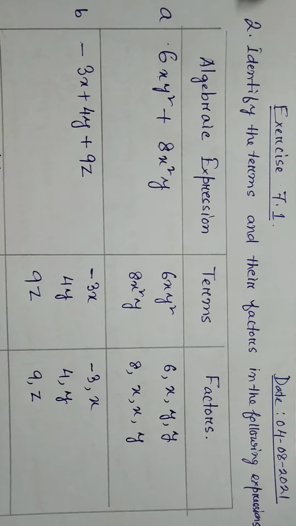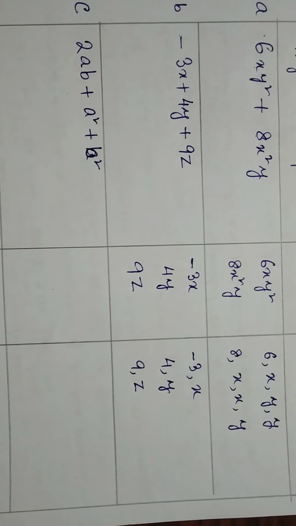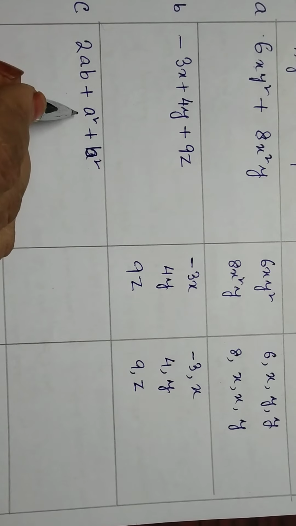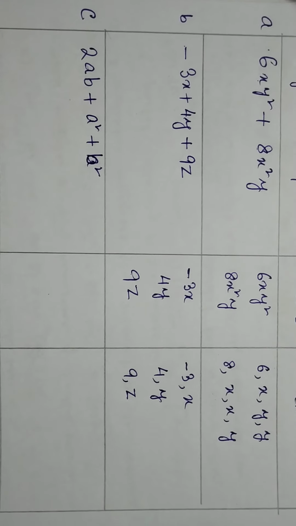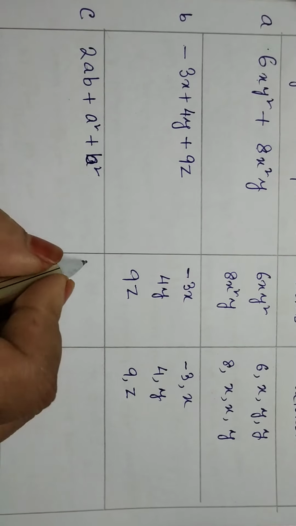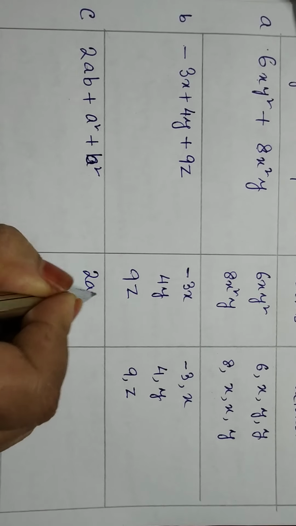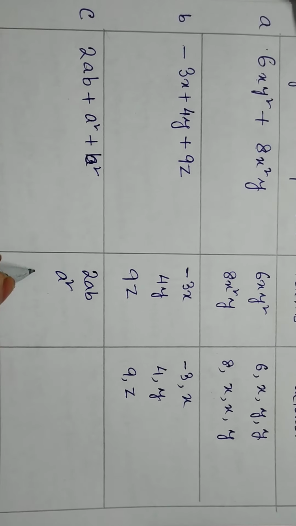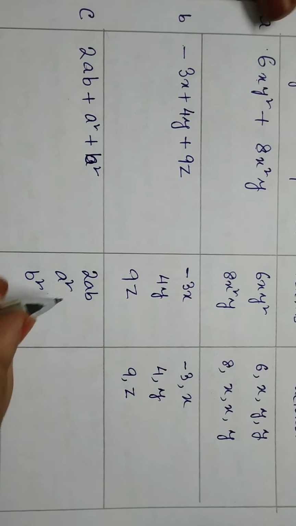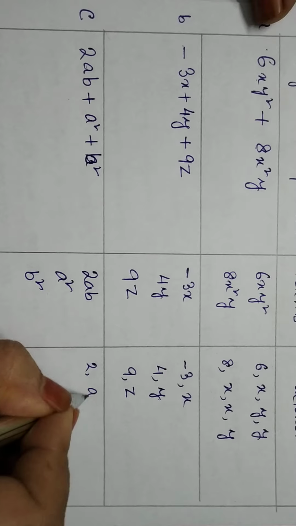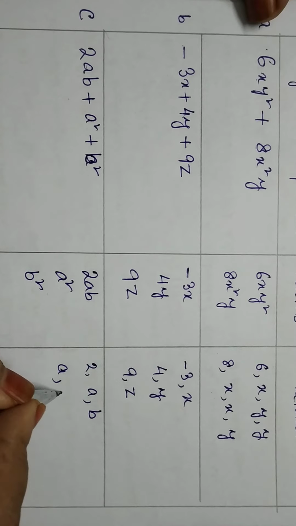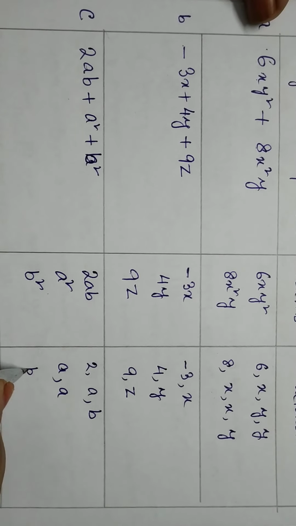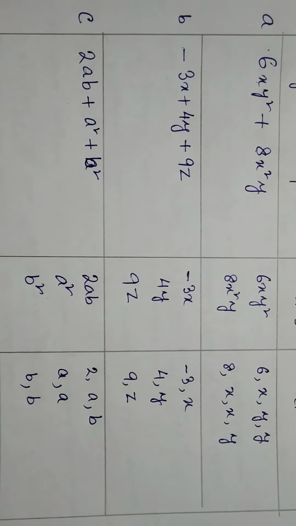The next is question number C. In question number C, we have twice AB plus A square plus B square. In this expression, the terms are twice AB, the second term A square, and the third term B square. In twice AB, the factors are 2, A, B. In A square the factors are A, A, because A square means we multiply A 2 times. In the B square term the factors are B, B. I hope all of you understand.